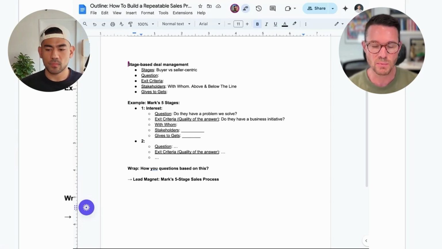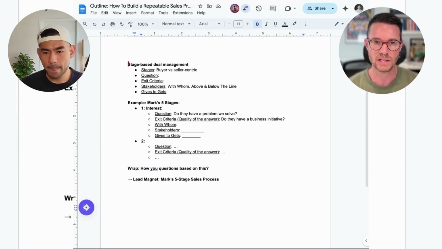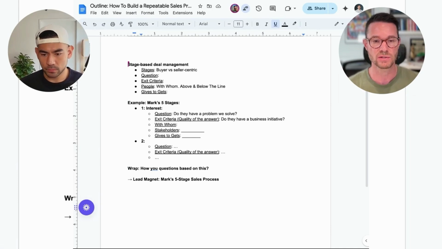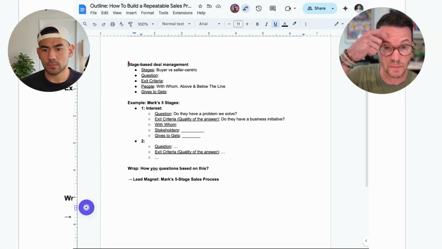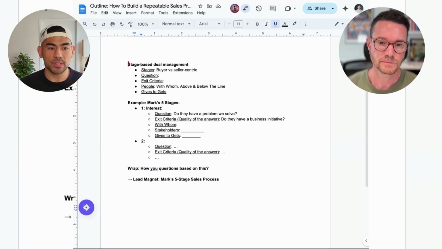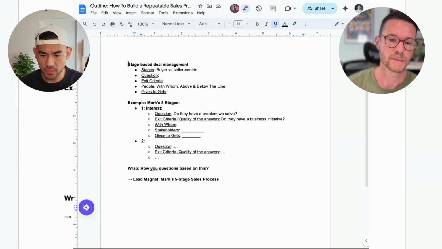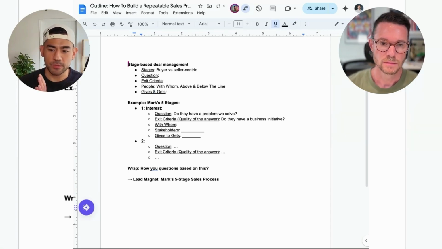Lastly, who are the people and how do you work with the different types of people at each stage? And then lastly, gives and gets. What are the things that in a stage help you progress that stage? And what can you ask for in return in order to make sure that you're moving the deal to the next part of the buying cycle? So let's start with step 1. First thing is I need to understand what my sales stages are. Talk to me about the do's and don'ts of building your sales stages.